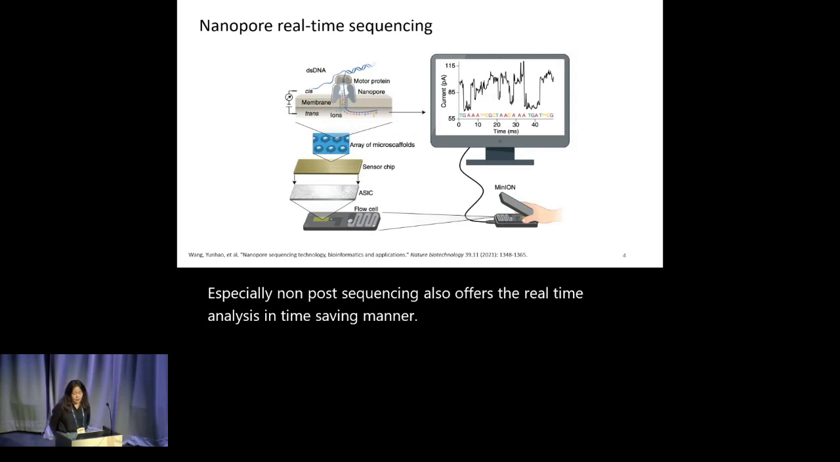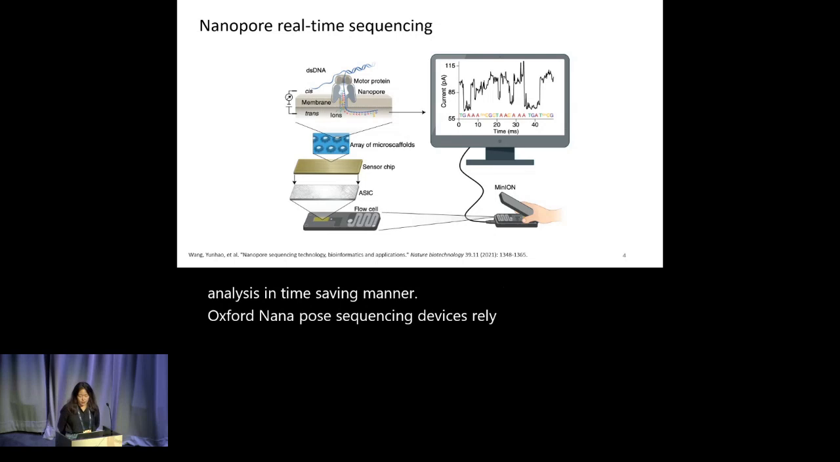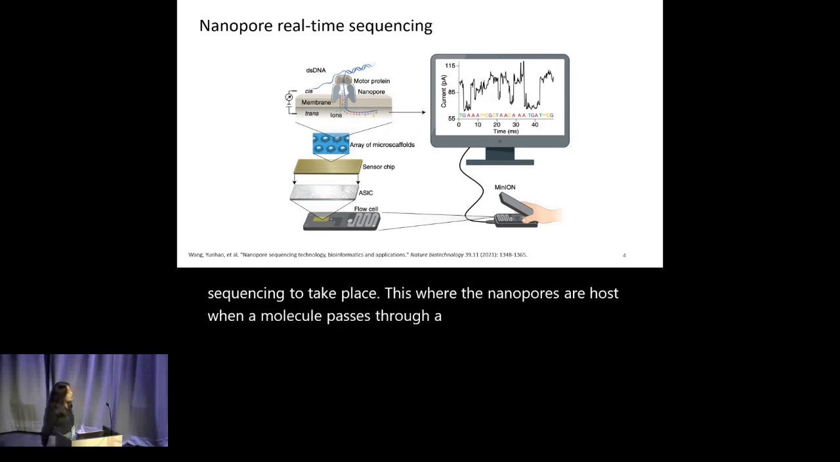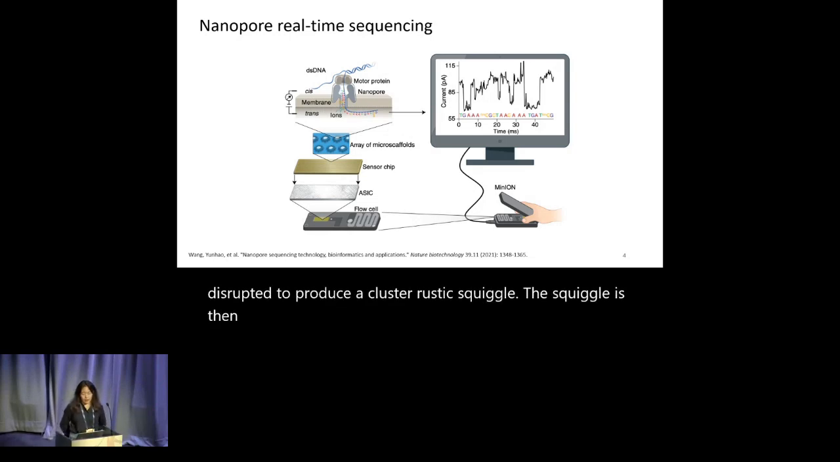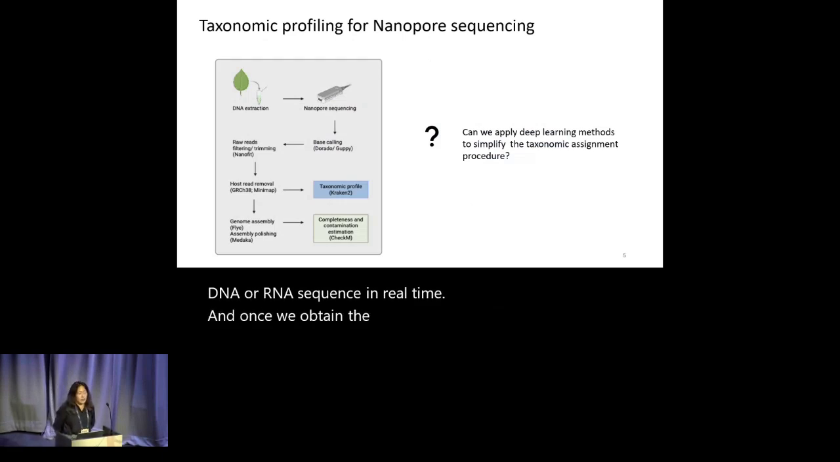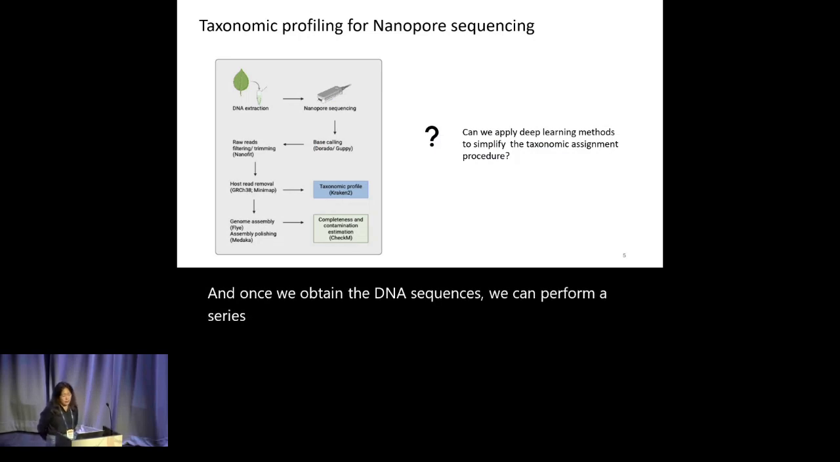Oxford Nanopore sequencing devices rely on flow cells for sequencing to take place. This is where the nanopores are hosted. When a molecule passes through a nanopore, the current is disrupted to produce a characteristic squiggle. The squiggle is then decoded using base calling algorithms to determine the DNA or RNA sequence in real time. Once we obtain the DNA sequences, we can perform a series of downstream analyses of our interest. And here is one of the possible application scenarios.